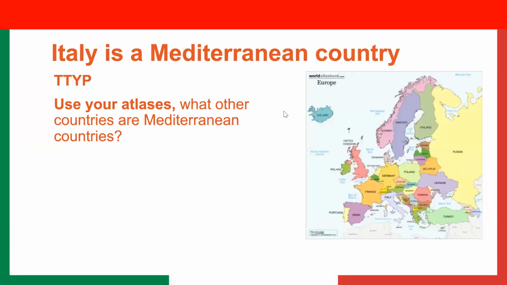Okay, so Italy is a Mediterranean country. Have a look on this map here. See if you can spot any other Mediterranean countries. I'll give you a few moments just to do that.